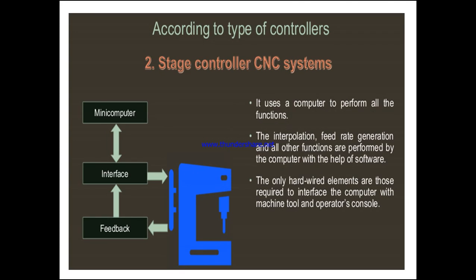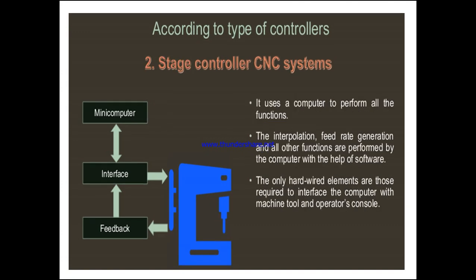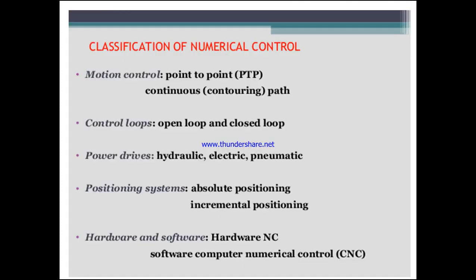So in the same way we are having the stage controller, that is the computer interface and the feedback. Here we are not having the hardware logic circuits or software. It uses the computers to perform all the functions. The interpolation, feed rate generation and all other functions are performed by the computer with the help of the software here. So the only hardwired elements are those required to interface the computer with the machine tool and the operator's console.